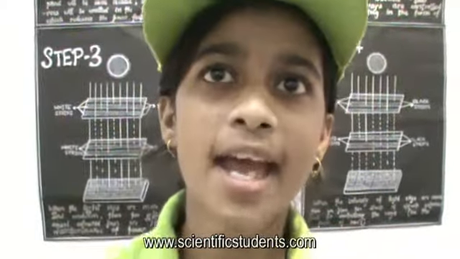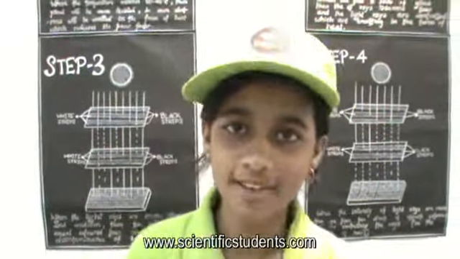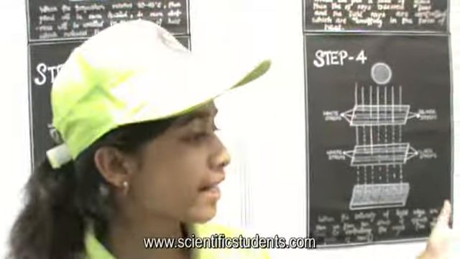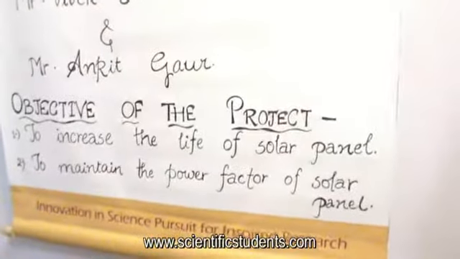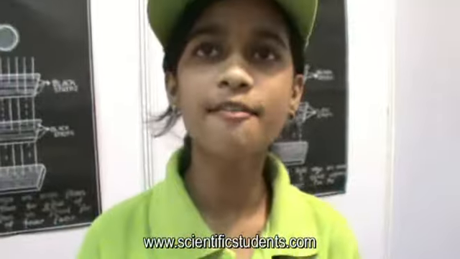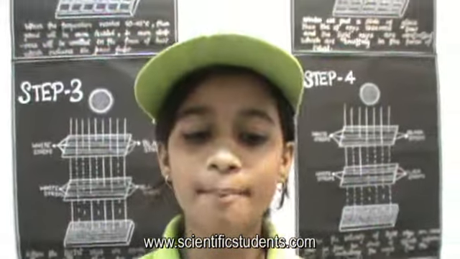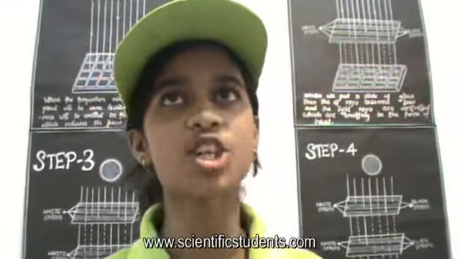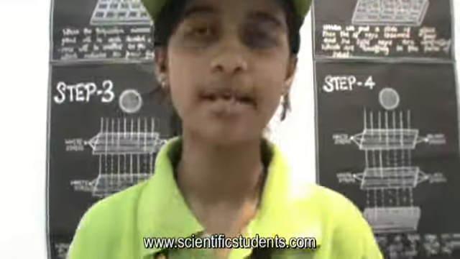Based controller. And the main two objectives of the ultraviolet based controller are to increase the life of the solar panel and maintain the power factor of the solar panel. So my model works on the basis of where there is a high temperature region. So I am explaining my model.